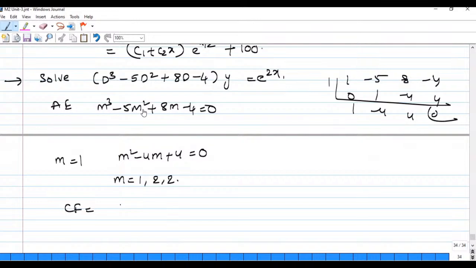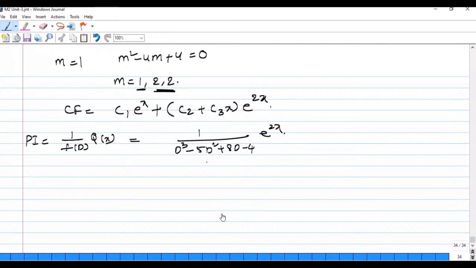1 is a distinct root. What is the complementary function? C1 e power x, plus, since 2 is a repeated root, then tell me, C2 plus C3 x.